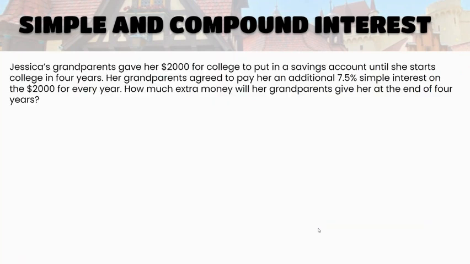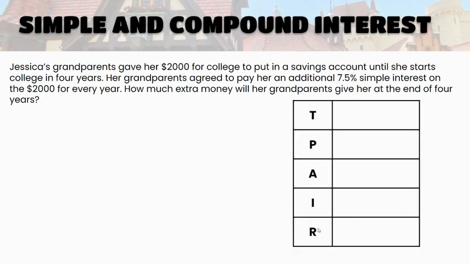So here we have, Jessica's grandparents gave her $2,000 for college to put into a savings account until she starts college in 4 years. Her grandparents agreed to pay an additional 7.5% simple interest on the $2,000 for every year. How much extra money will her grandparents give her at the end of 4 years? Okay, well, first off, you have to decide if it's simple or compound. It says simple interest, so I know I'm going to be using the formula I equals PRT.